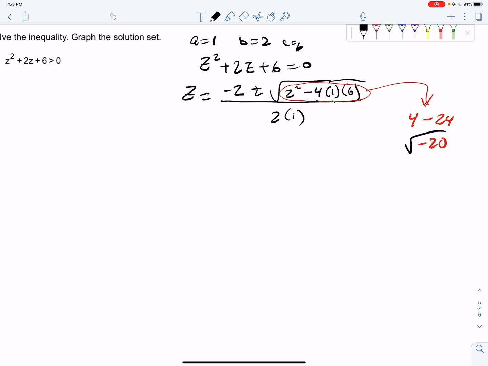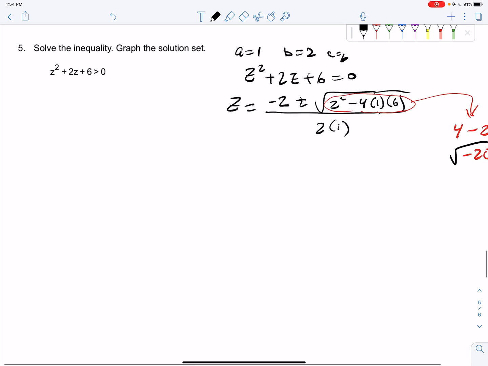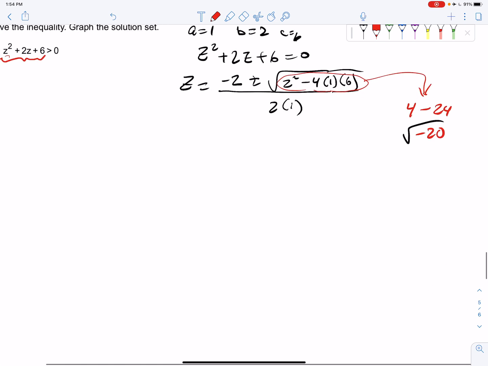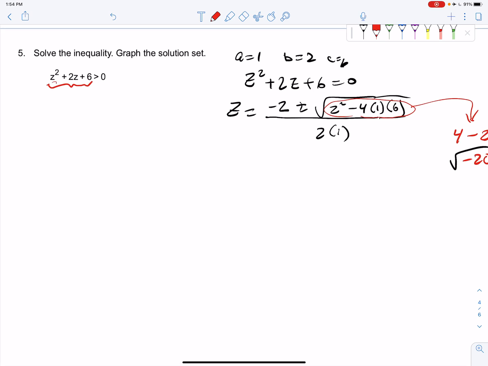Now, we're graphing on the real number line system. So essentially what this means is this particular polynomial, in this case it's a parabola, does not cross the x-axis. So there's a couple possibilities. So let me go back to that example that I was showing before.